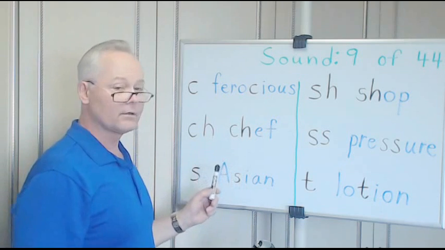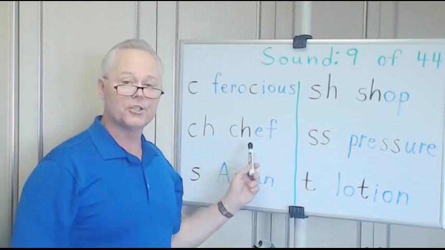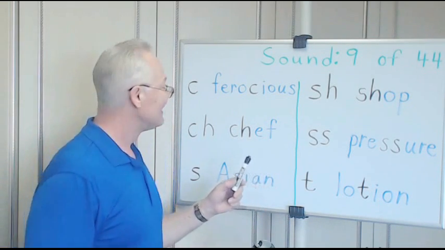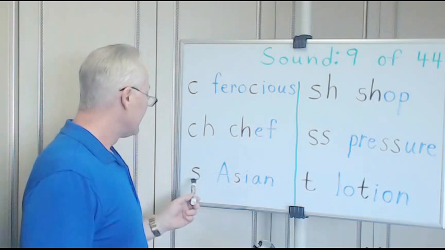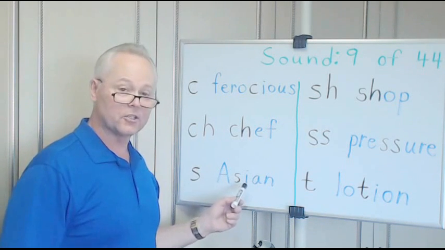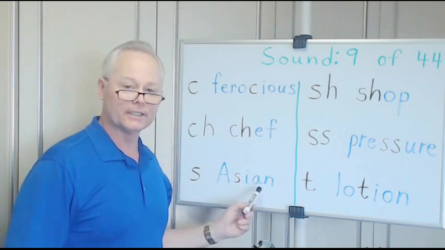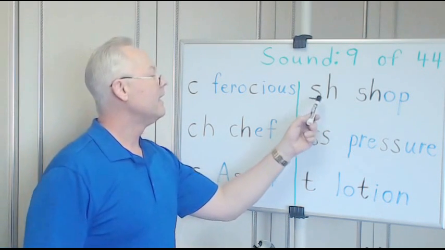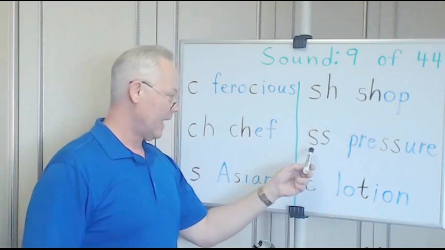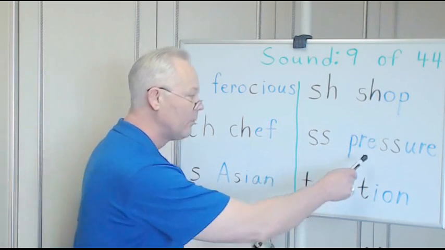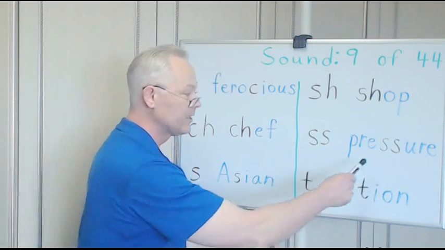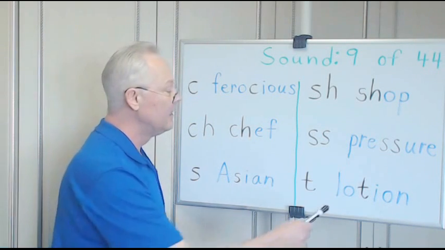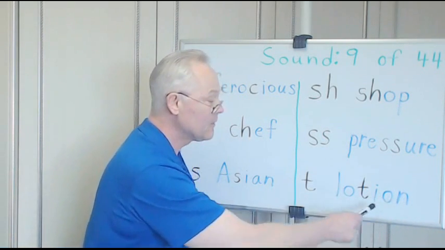In some words, CH sounds like sh, as in the word chef. Basically a high caliber cook. S sounds like sh in the word Asian. Okay? SH, shop. SS, we have the word pressure. And T can come up with that sh sound as well in the word lotion.